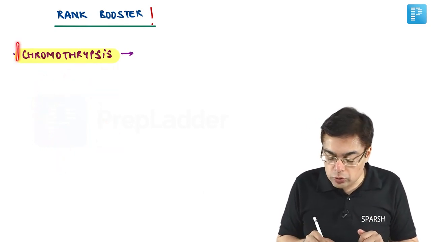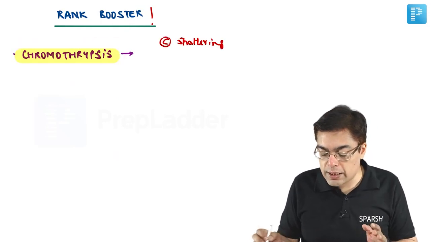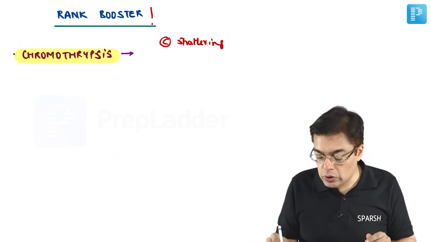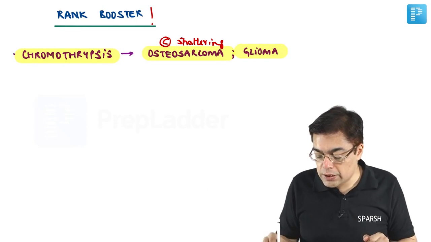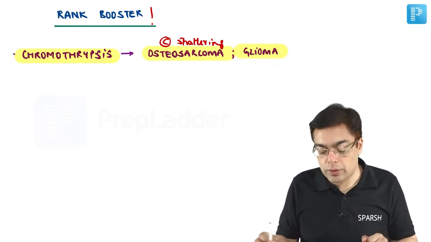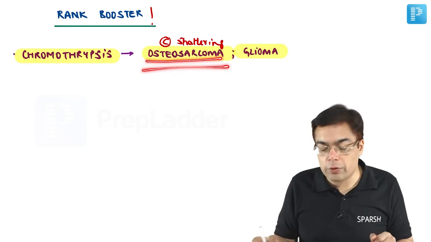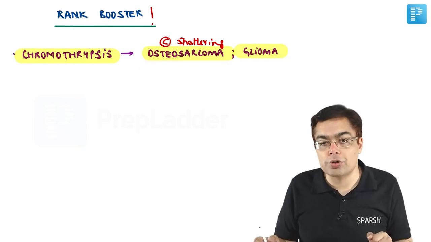Now that kind of phenomenon of chromothripsis can be seen in bone tumors as well as in CNS tumors. When you talk about the example of the CNS tumor, you need to remember glioma. When you are talking about a bone tumor, we read it often in the context of osteosarcoma.